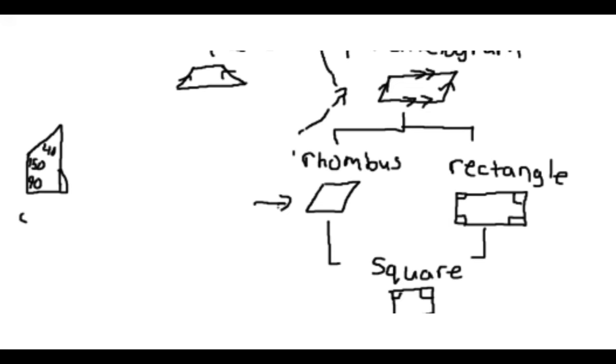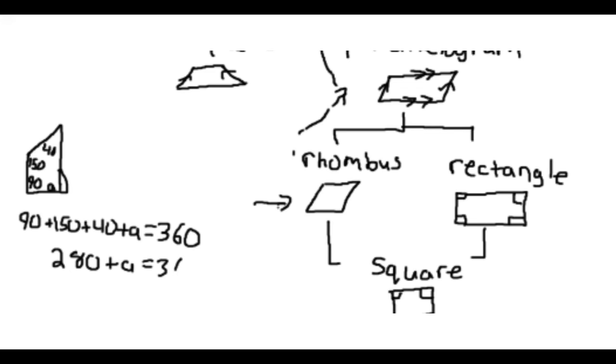So the way we do that is we add all of the interior angles. Let's call this angle A. So 90 plus 150 plus 40 plus A has to equal 360. And the reason why is because they're in a quadrilateral. So first let's add all of these angles. 150 plus 40 is 190. 190 plus 90 is 280. So 280 plus A is equal to 360. So we can subtract 280 on both sides. So that gives us A is equal to 80 degrees.